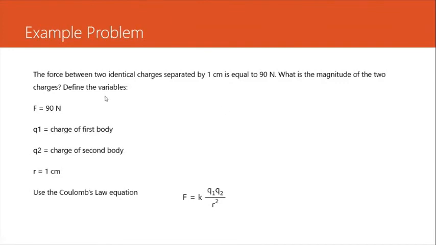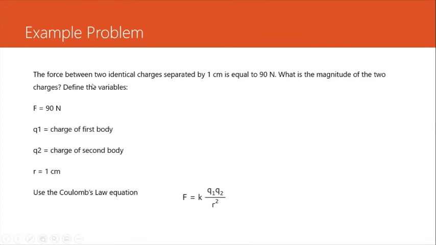Okay, for example, we have a problem in coulombs. Try to solve using your calculator. For example, number 1: the force between two identical charges separated by 1 centimeter is equal to 90 newtons. What is the magnitude of the two charges? Define the variables. Okay, we are given 90 newtons. Then we have two charges, Q1 will be the charge of the first body, which we are looking for. Then Q2 will be the charge of the second body.